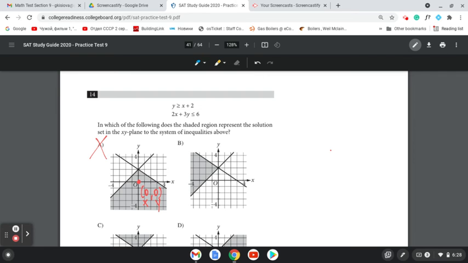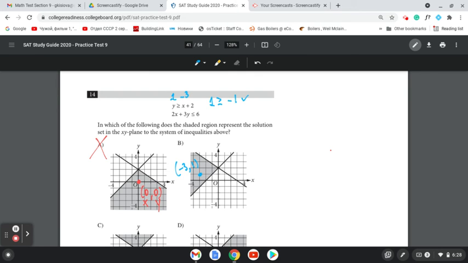The region that satisfies both inequalities is going to be my solution. For B, there's no way for me to pick a positive x coordinate, so I'm going to pick negative 3, 1. When y is 1, x is negative 3, what do I get for the first one? 1 is greater than or equal to negative 1. That is a true statement.